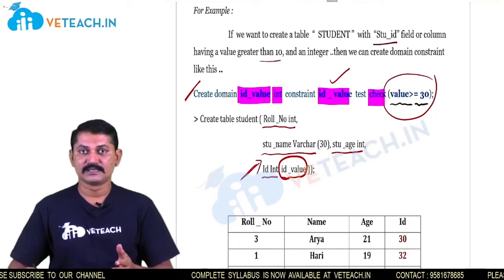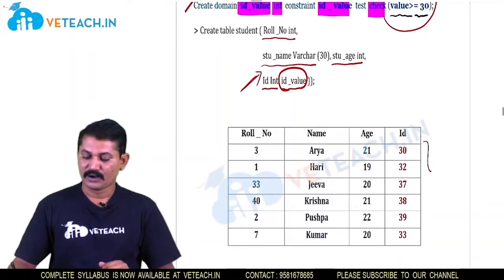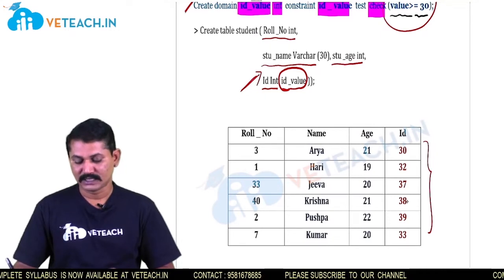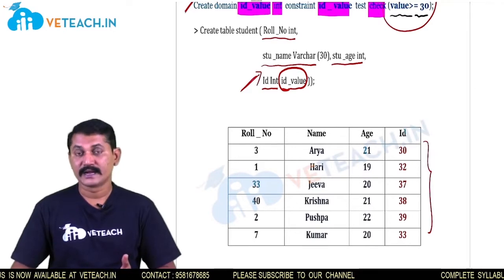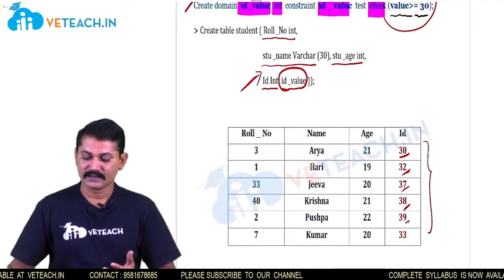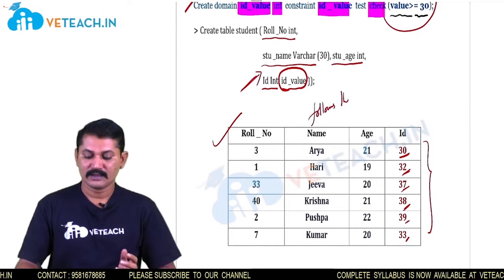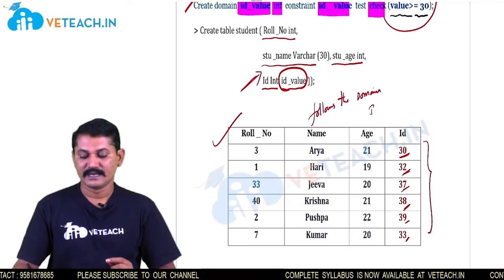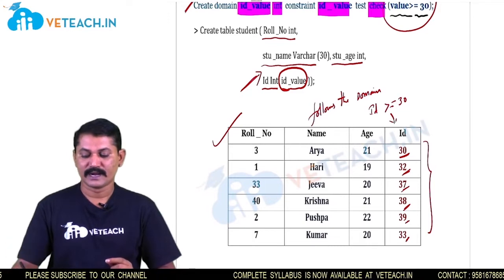How is it applicable in this relation? What is the output of this one? Observe this table. All the entries in the ID are greater than or equal to 30. For the roll numbers 3, 1, 33, 40, 2, 7, for all these entries, the IDs are more than 30. Look into each entry. So this table follows the domain constraint we defined. That is, ID must be greater than or equal to 30, which is applied here.